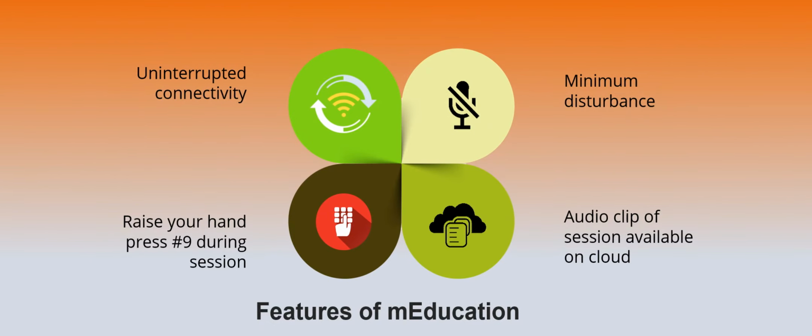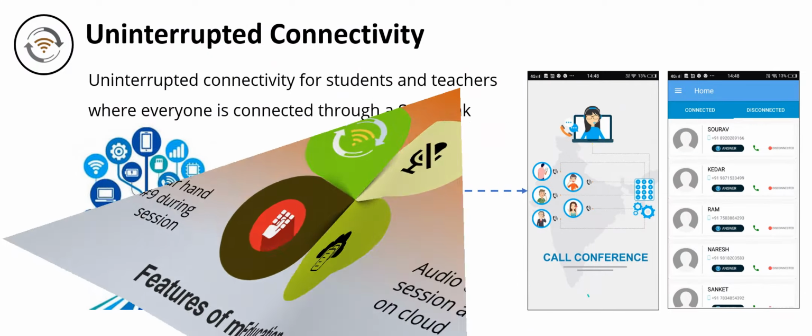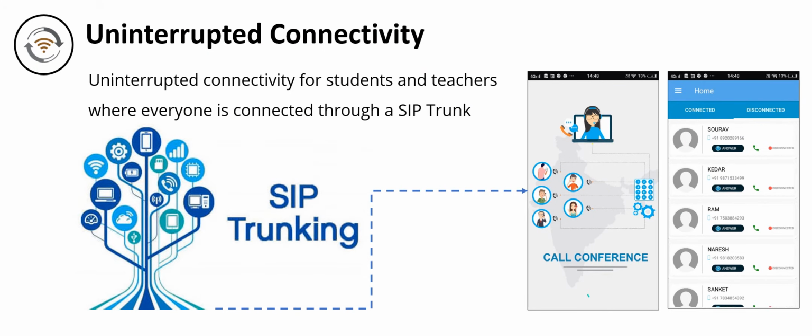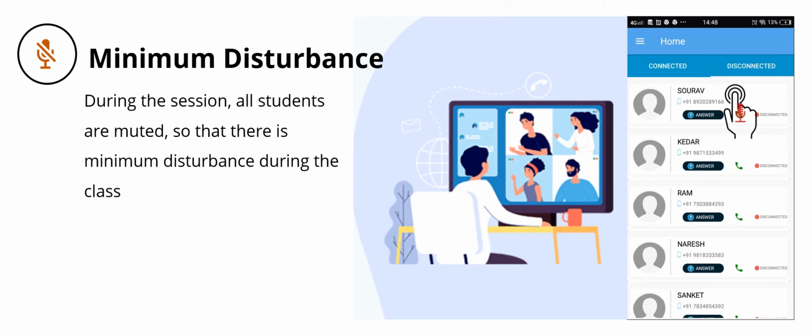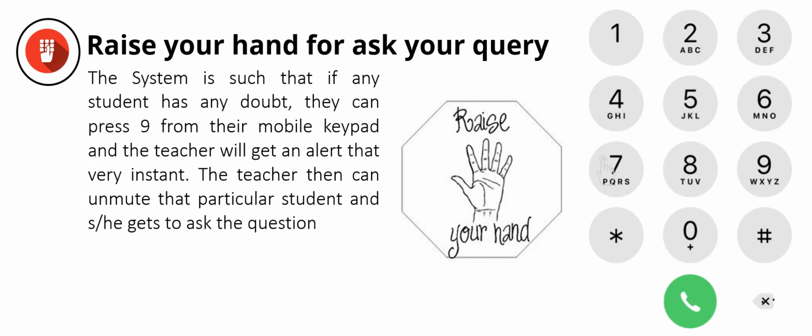During the session, all students are muted so that there is a minimum disturbance during the class. The system is such that if any student has any doubt, they can press 9 from the mobile keypad and the teacher will get an alert that very instant. The teacher can unmute that particular student and she or he gets to ask the question. On the completion of the session, the audio clip is uploaded to the cloud so that it could be viewed later in future. Now the question is, what is so unique in the system?